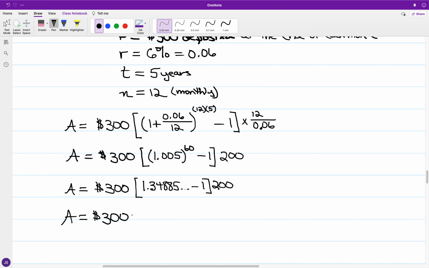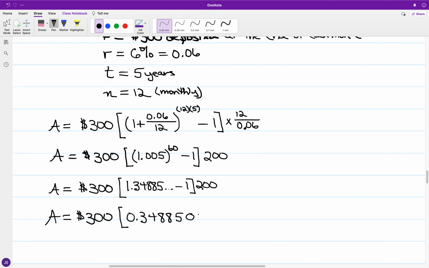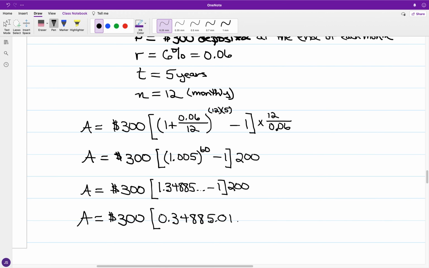And we have with the numbers, the difference between 1.005 to the 60th and 1. Among the digits, you'll just keep your full display from your calculator. So you have 0.3488501, and some digits that might follow.